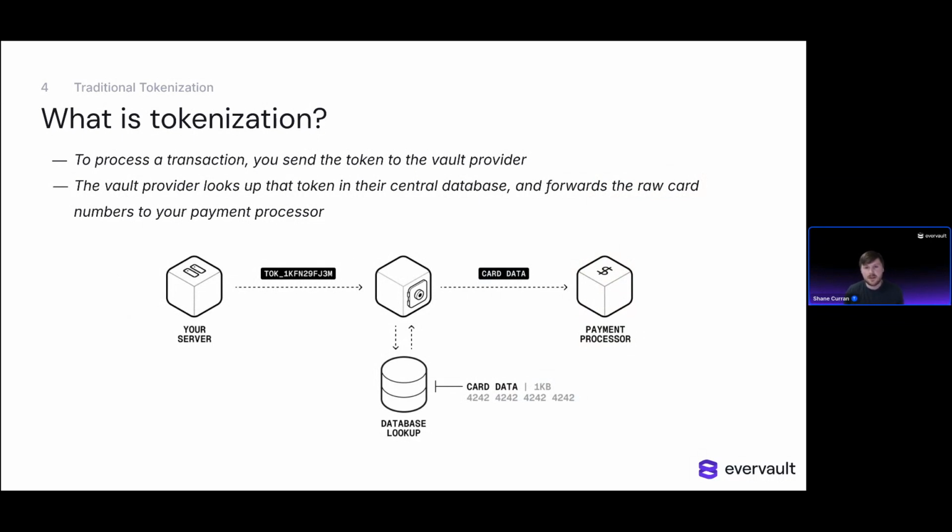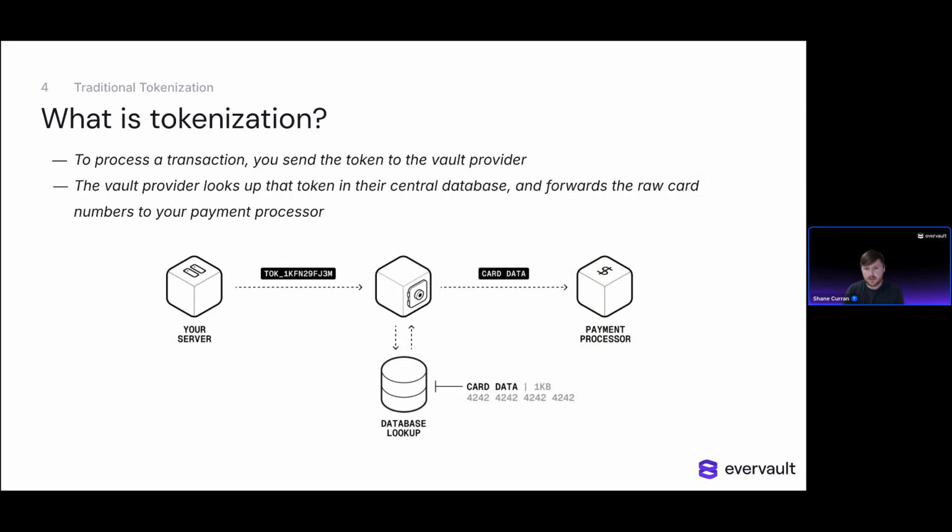So from the customer's perspective, and the business that's integrating with the token vault, they're only ever managing a token. And then between the vault and the payment processor, all of that information is exchanging raw card data, which is obviously fully in scope for PCI, as well as just the general security implications of that. You'll see in this diagram that the database lookup is a pretty crucial part here. Typically a card record, you're looking at something like a kilobyte. So you're not just storing the 16-digit card number in the vault.